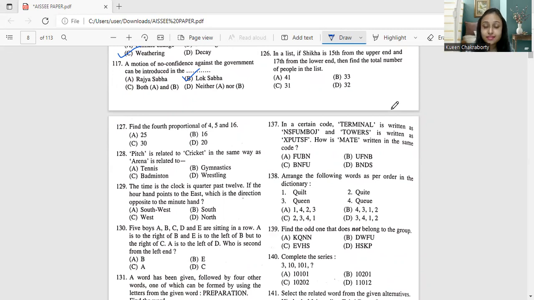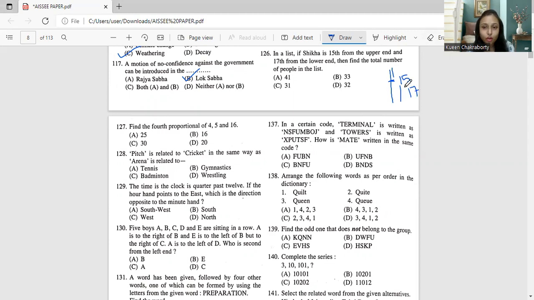Question 126 says, please be very, very careful while doing questions of intelligence or general reasoning. It says, in a list, if Shikha is 15th from the upper end and 17th from the lower end, then find the total number of people in the list. See, there's a row or a line of people, and Shikha is here. If we count from the upper side, Shikha is 15th, but if we count from the lower side, Shikha is 17th.